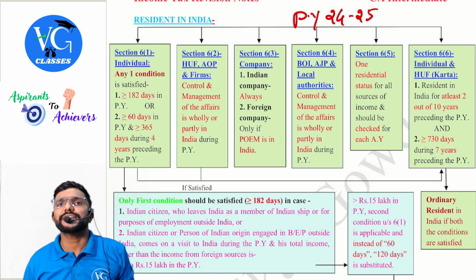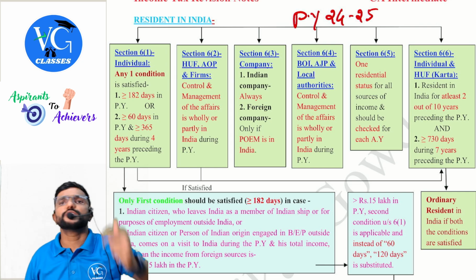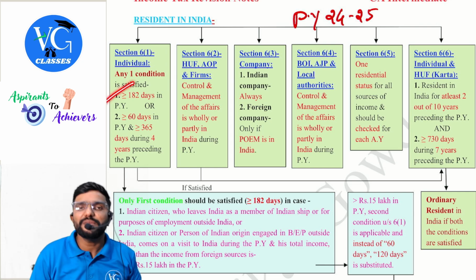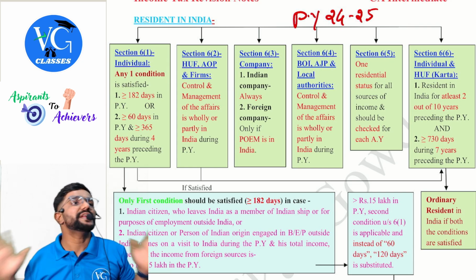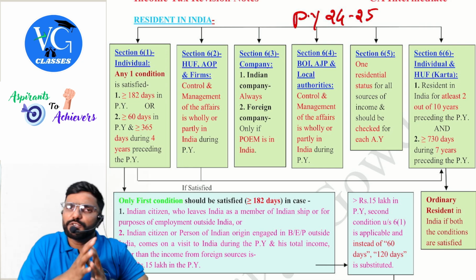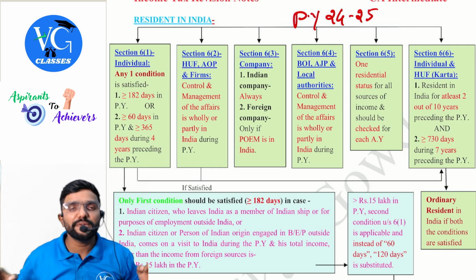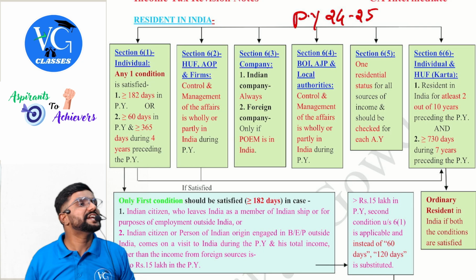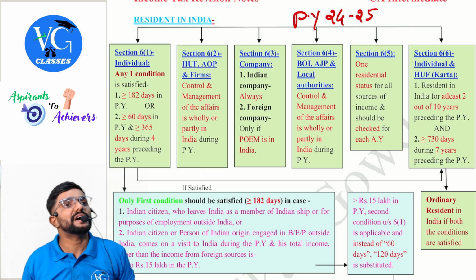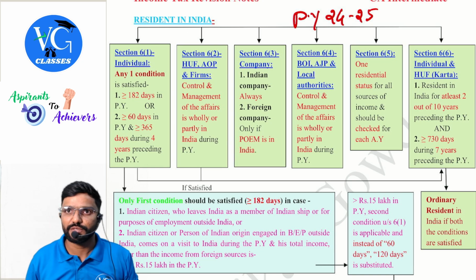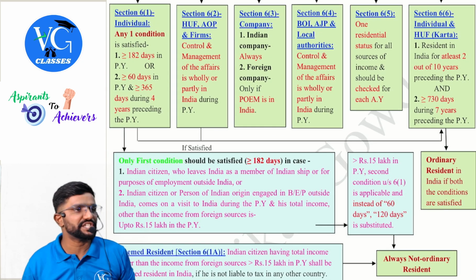Sir, what if he doesn't satisfy both? Non-resident. Sir, what are the two conditions? One, he should be in India for a total period of 182 days or more during the previous year. Clear? Sir, should it be continuous? No. He can come, go, come, go. Totally in the previous year, he should be in India for 182 days. If satisfied, then straight away go and check ordinary or not ordinary under Section 6(6). No, sir, first condition is not satisfied? Then only go and check the second condition.